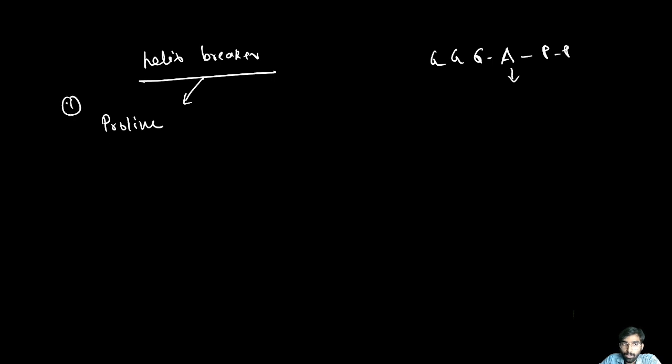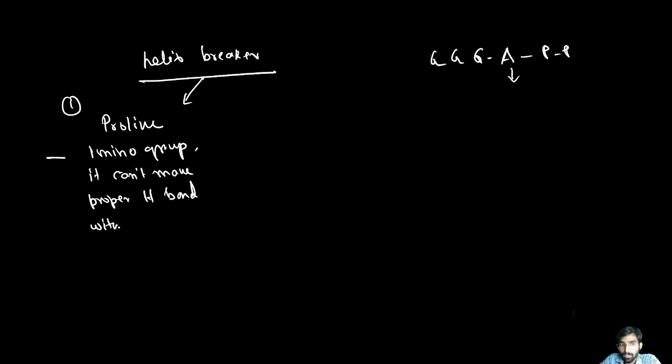So case 1, proline. Why is this called a helix breaker? Because here an imino group is there. Due to the imino group, it can't make a proper hydrogen bond with the CO of another amino acid.